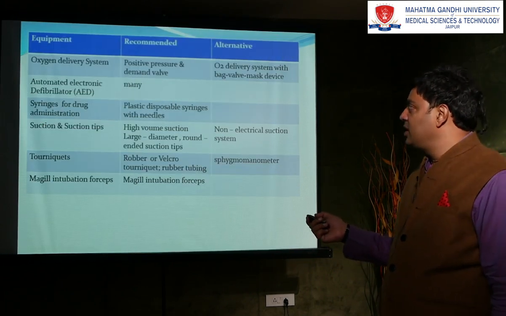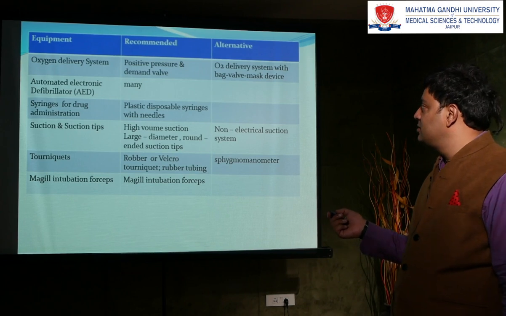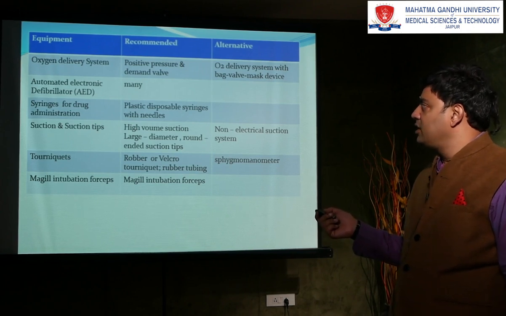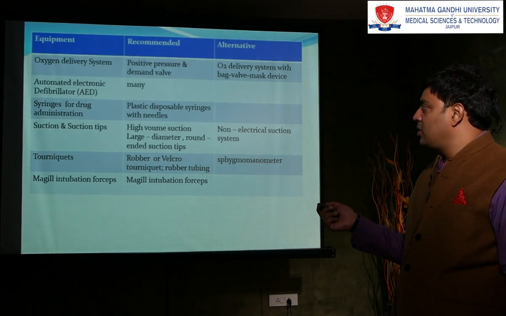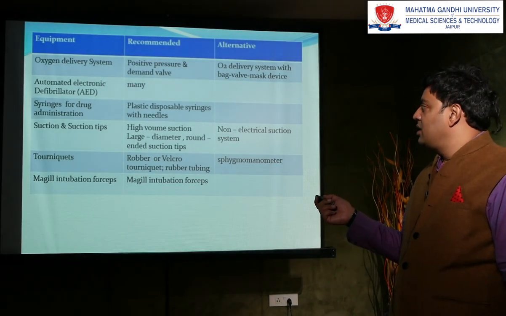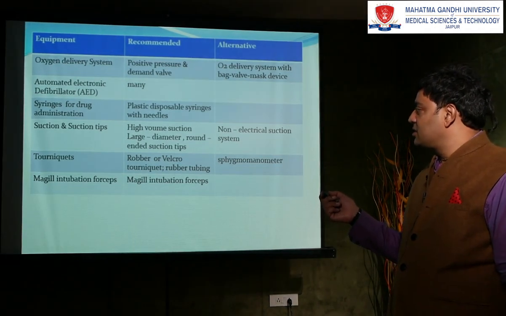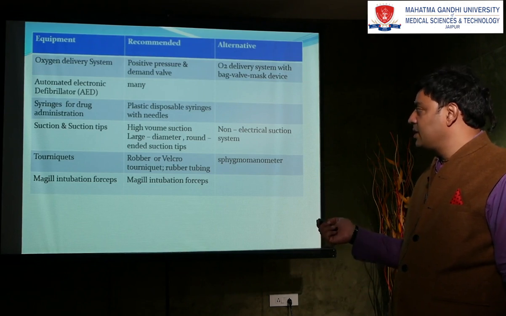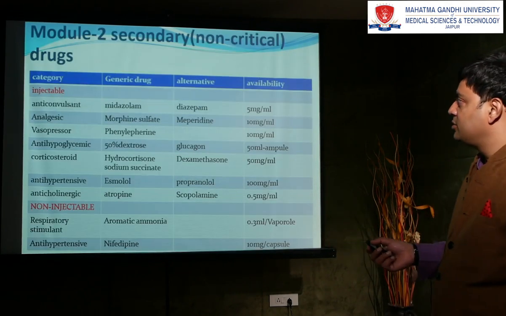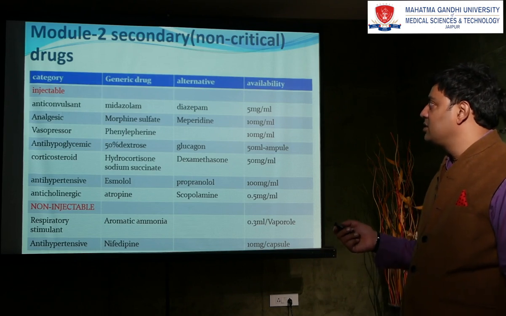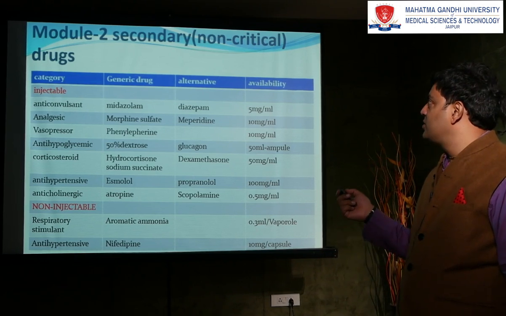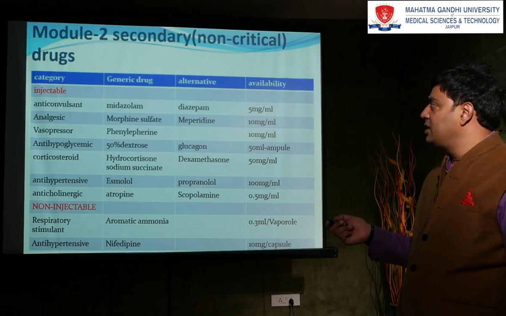Equipment in module 1, we have oxygen delivery system, automated electronic defibrillator for cardiac arrest, syringes for drug administration, suction and high volume suction, tourniquets, and Magill's intubation forceps to retrieve any foreign object in the oral cavity in case of emergency. So module 2, you have secondary non-critical drugs. What are they?